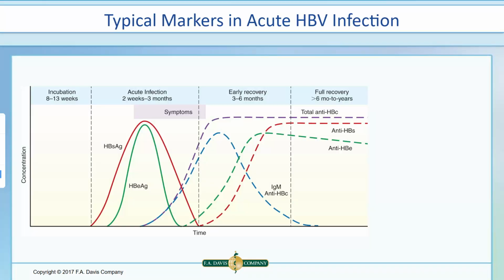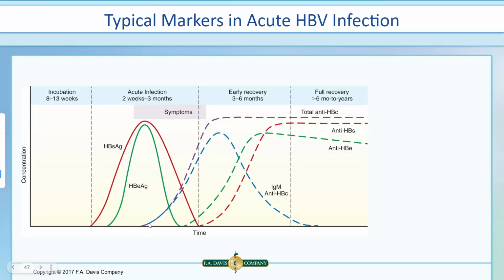So here you can see what's happening with hepatitis B surface antigen, hepatitis B E antigen, and hepatitis B core, and the antibodies that are produced. When you first get infected, you're going to see an increase in those antigens, and that's when you're going to start to have symptoms. Once the antigens decrease in the blood, you're going to start to see antibodies developed against them. So at their peak, you're going to start to see the development of those antibodies.